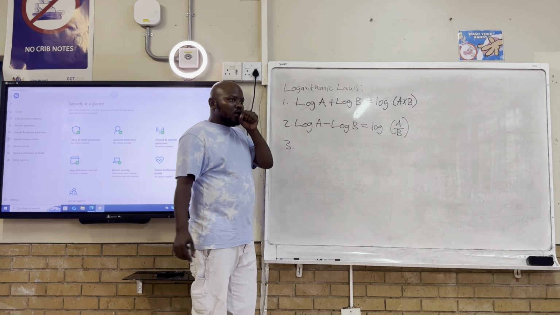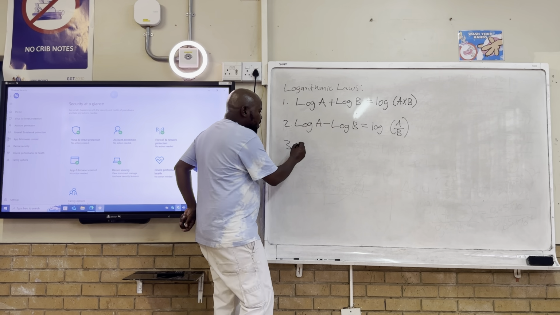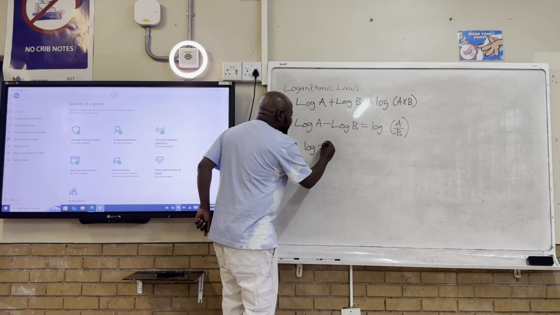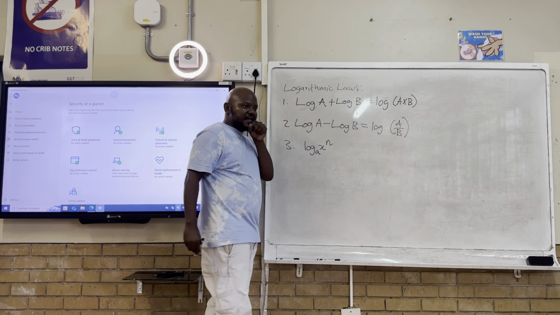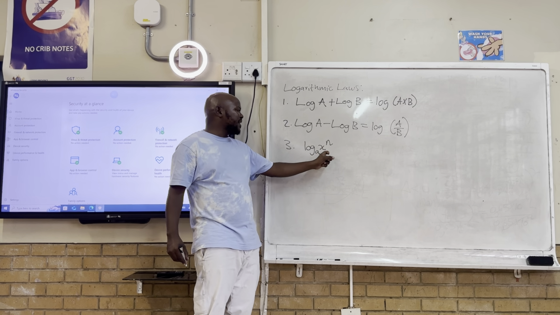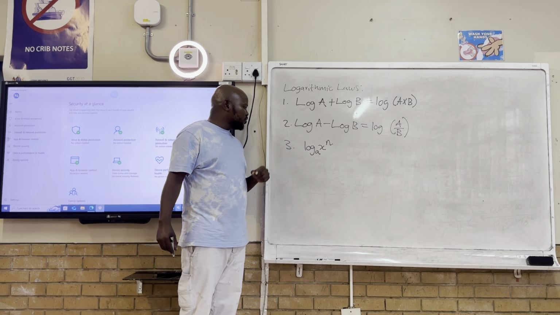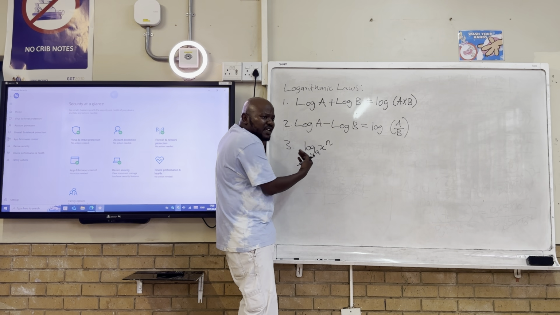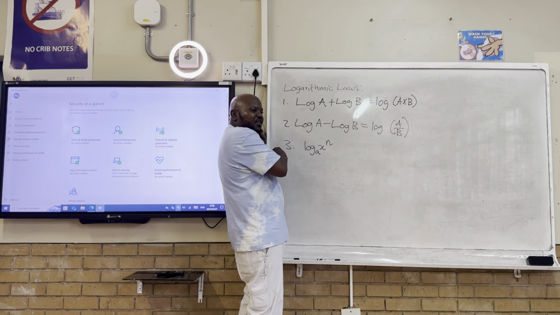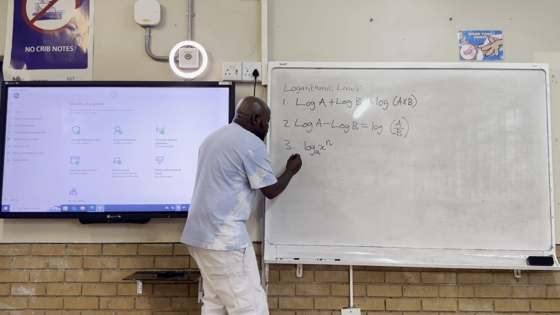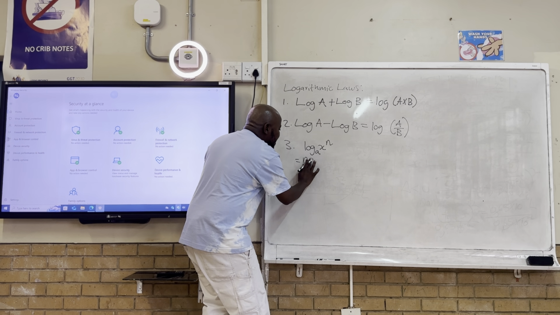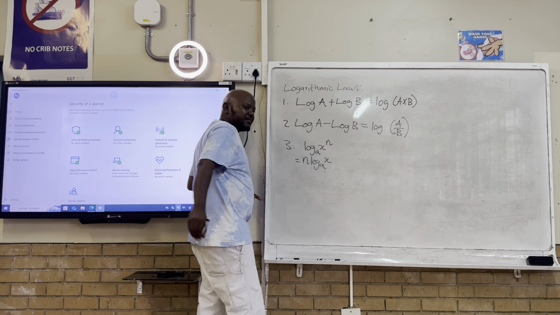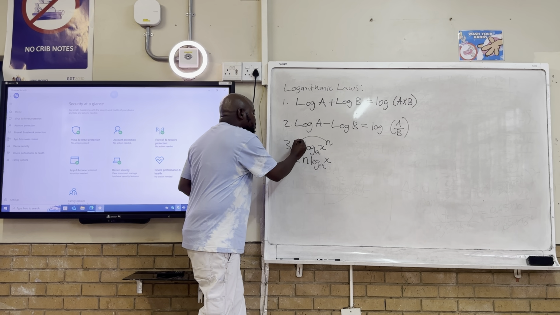Now law 3. What are we given? We are given log of x raised to the exponent n, base a. When we are given this, because we have a log, this log gives us access to move the exponent to the front. So n is equal to n log of x base a, which is the exponent moved to the front.